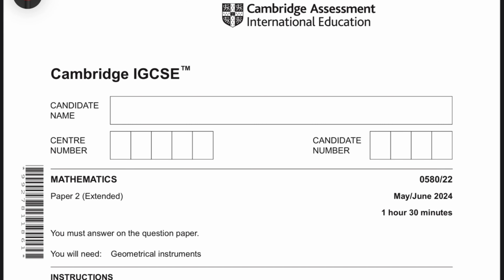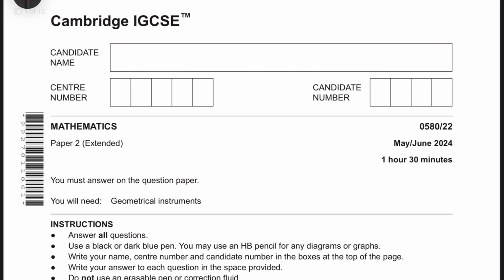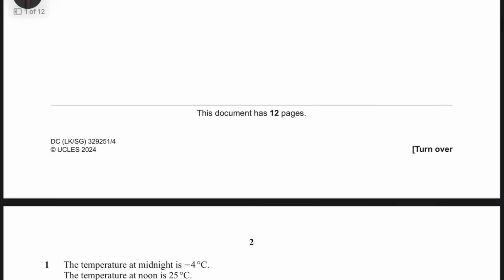Hello students. So today we are solving the Cambridge IGCSE Mathematics Paper 2 Extended, 0580/22, May/June 2024. So let's directly go to the questions.